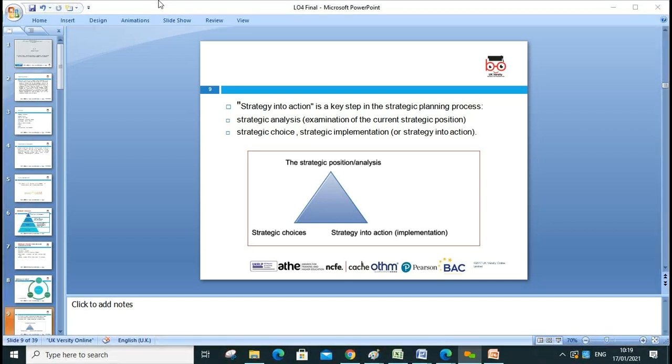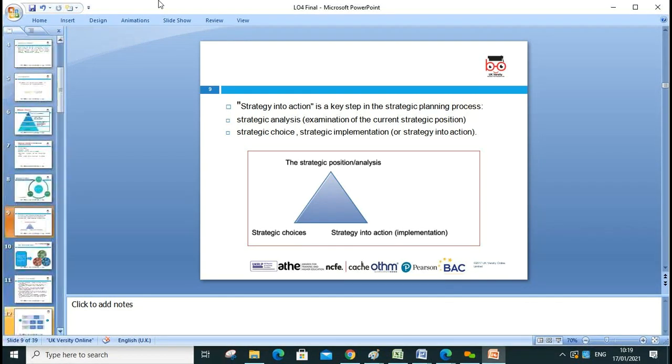Okay, brilliant. So strategy in action is the key step in strategic planning, after strategic analysis, which we discussed, then strategic choices, implementation, and strategy in action. So the strategic position of the company in the market, and strategic choices, what we have, what strategic action and what we can implement. That's the key focus.